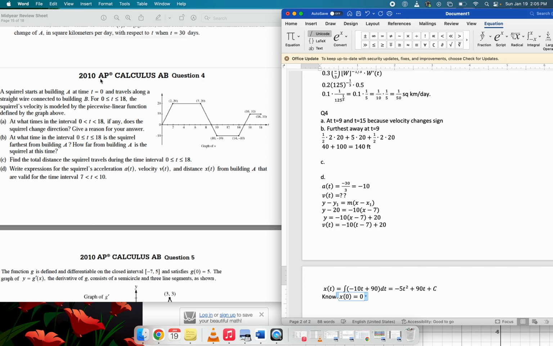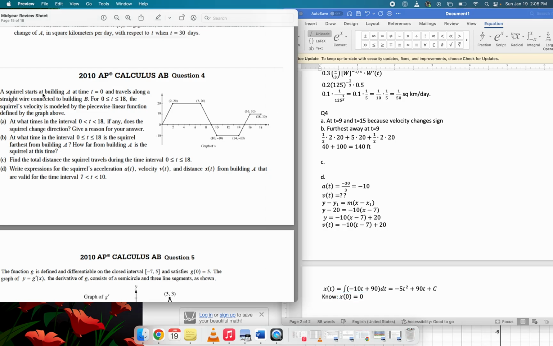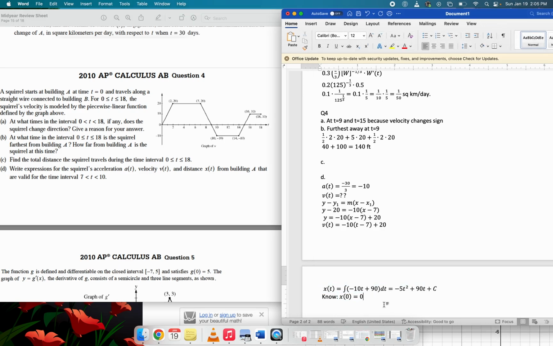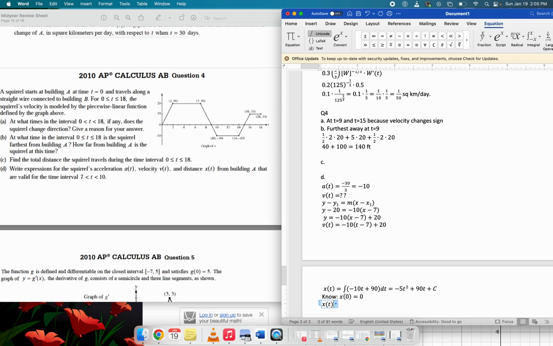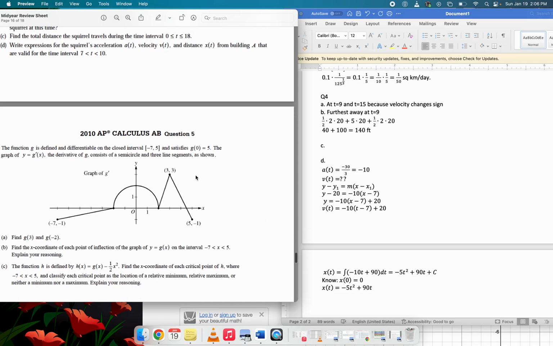Because they say at the very beginning of the problem that the squirrel starts at building A at time 0, okay? And x of t represents the distance from building A. Well, if you're starting at building A, that means at time 0, your distance from building A is 0. Do you see what I'm saying there? Well, you can't respond. This is a video. But yeah, hopefully that's clear. So x of 0 is 0, and you can use that to find the value of c. So I think that's actually going to tell you that c is just 0. So c is 0, which means that x of t is just negative 5t squared plus 90t. Cool. Moving on.